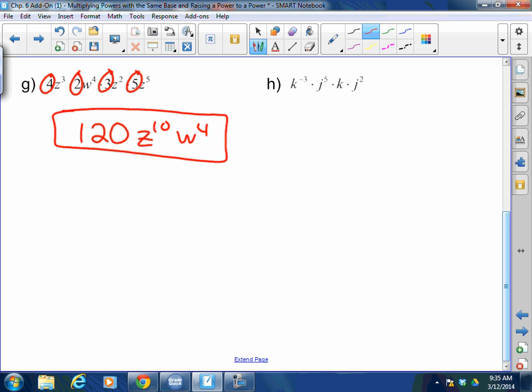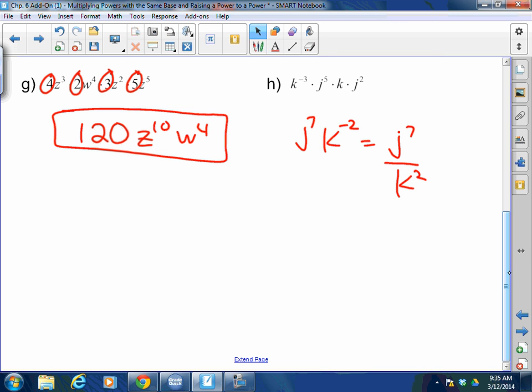Does that make sense? Then last but not least, what do we got here? Yeah, you got j to the 7th times k to the negative 2, which equals j to the 7th over k squared. Does that make sense?